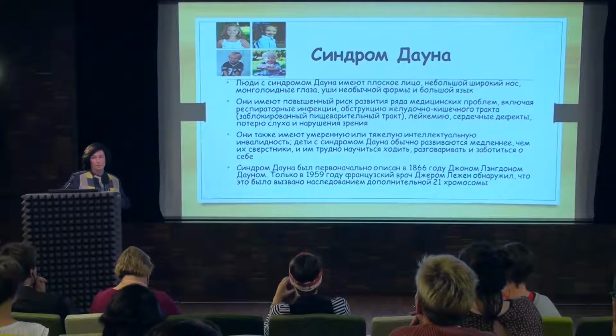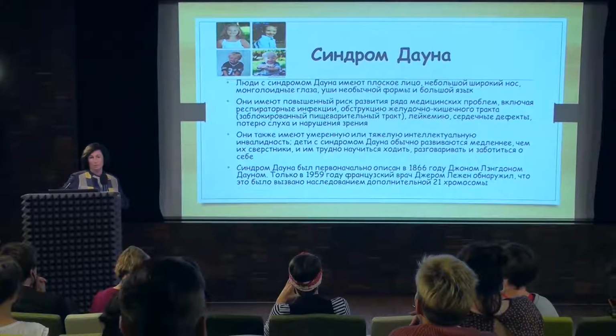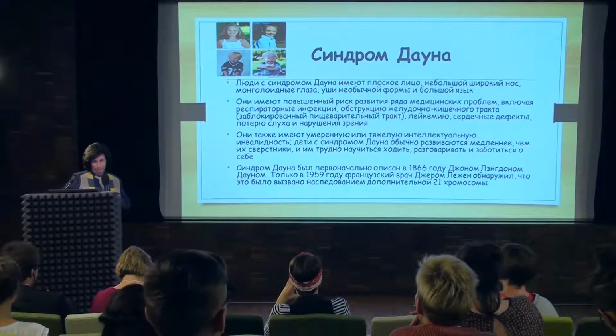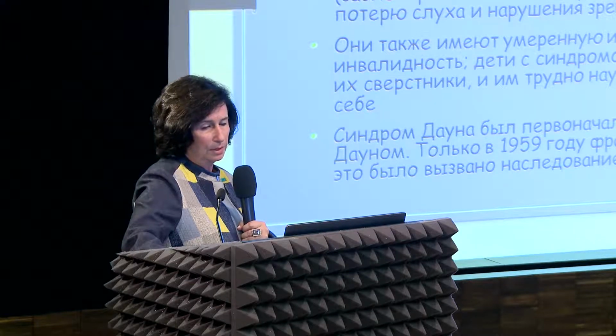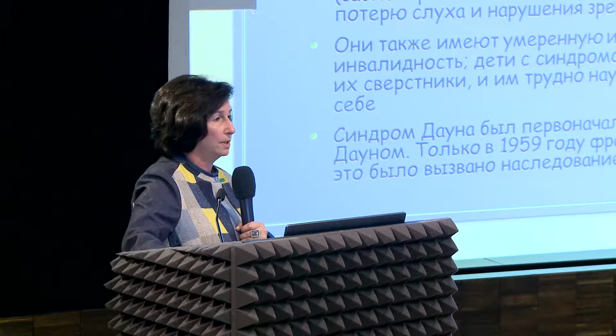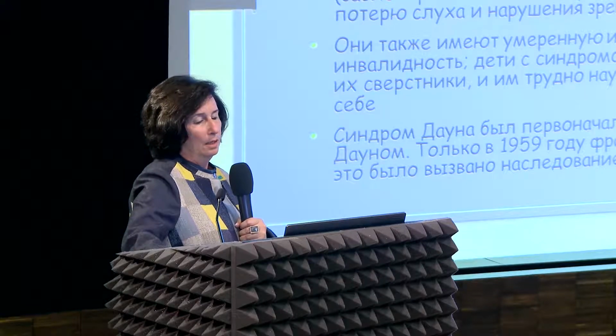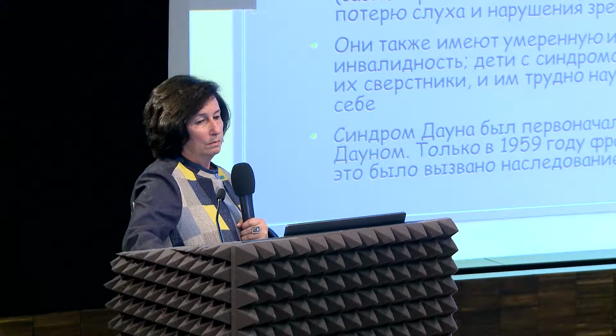Down syndrome. Jérôme Lejeune was a geneticist who discovered a lot of different things. In 1959, he discovered the chromosomal nature of the disease. This syndrome can manifest in different degrees of intellectual disability.